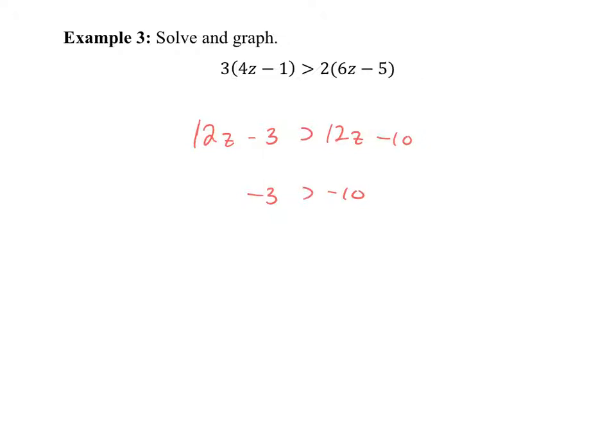Then it would be a contradiction is the word. So because this statement is true, -3 is indeed greater than -10. It means that no matter what number I plug in for z here or here, this inequality will always be true. So any number is possible, so we need to shade all numbers.